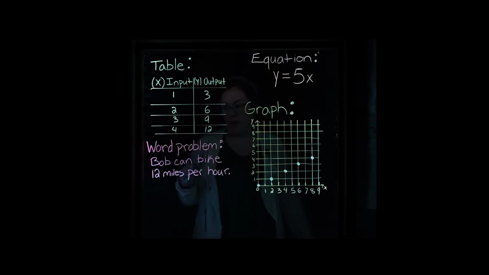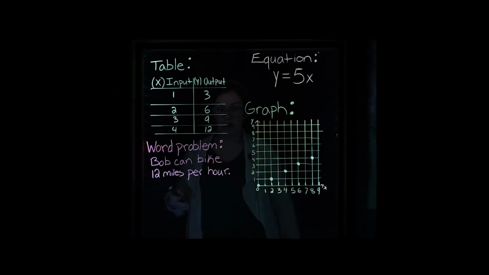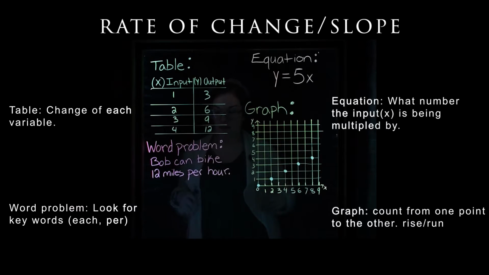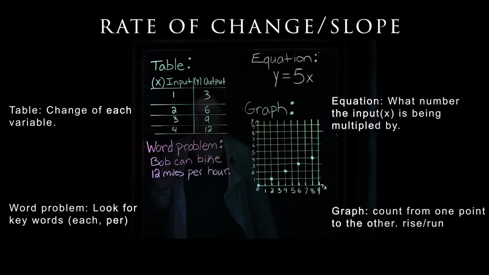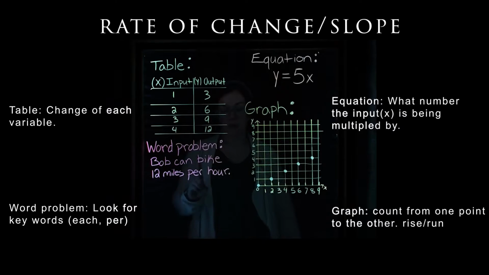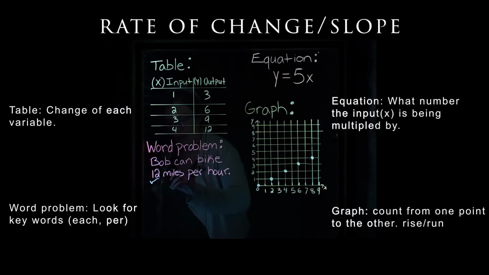So let's go ahead and start with a word problem. In a word problem, we really want to look at key words, and the key words you'll see on this side. So some keywords that we might be looking for are each or per. Remember the unit rate or the rate of change, we want to know how much something is growing by. So in this word problem it says Bob can bike 12 miles per hour. There's our key word.